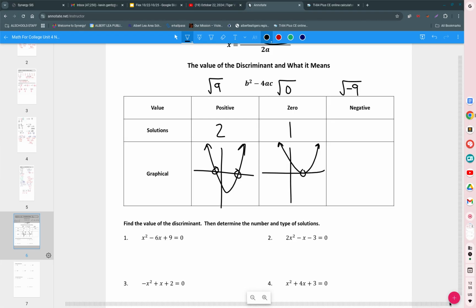Is there any number you can multiply by itself to get negative 9? 3 times 3 is 9. Negative 3 times negative 3 is 9. I guess you might say negative 3 times positive 3, but those are different numbers, aren't they? So there are no numbers that multiply to negative 9. So if you have a negative number underneath the square root, there are no solutions. That means that the parabola actually never crosses the x-axis. There are no spots where it crosses.